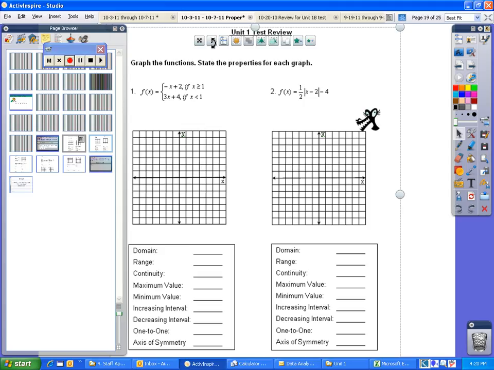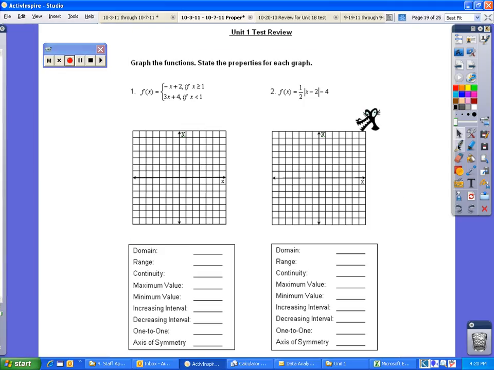Alright, so let's go ahead and go through our review for the Unit 1B test, which is on properties of functions, inverses, and function operations. So for number 1, we first want to graph the function, and there are several ways to graph a piecewise function, which we talked about in our last unit. One way is to use a table of values, and the other is to use the slope and y-intercept. So whichever way you choose is fine.